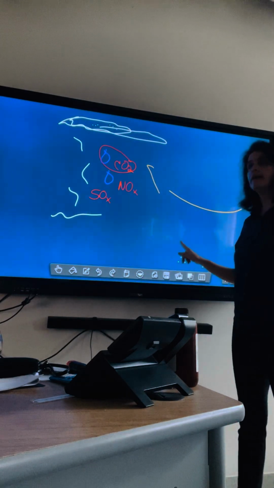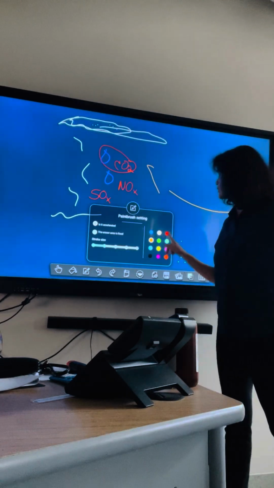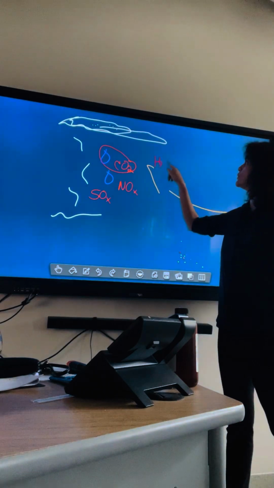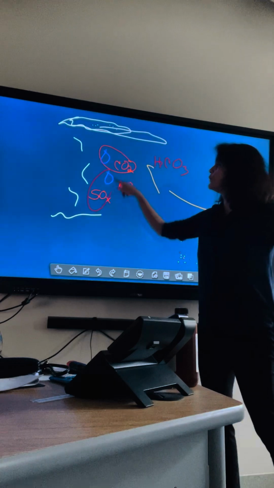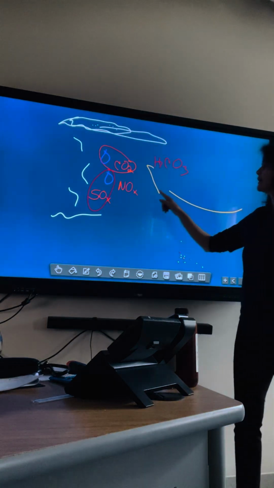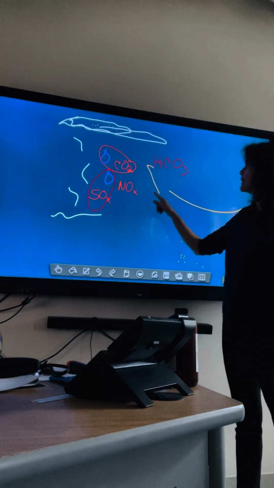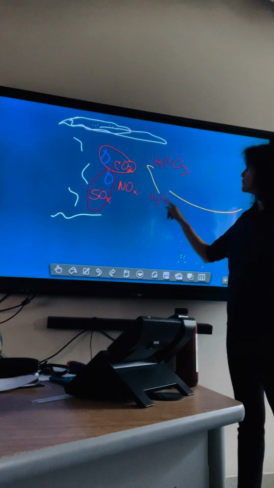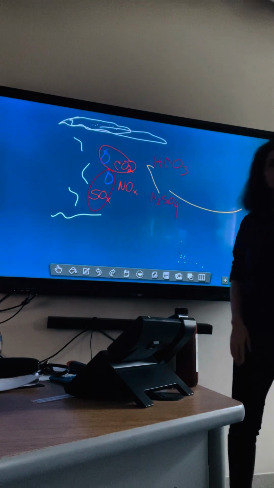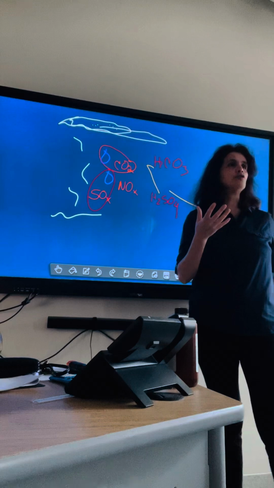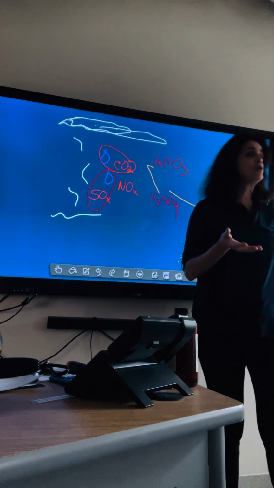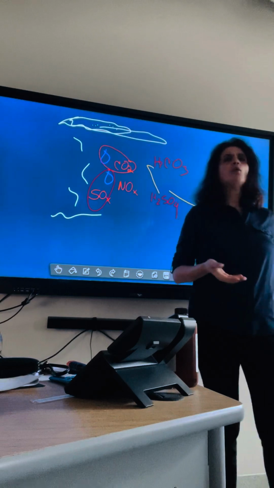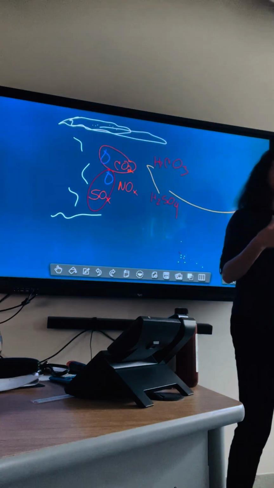Carbonic acid. Yes. So carbon dioxide and water make H₂CO₃. Sulfur dioxide and water make H₂SO₄. Can you believe that acid rain has sulfuric acid in it? Sulfuric acid is a strong acid, right? What do you think these acids do when they fall?